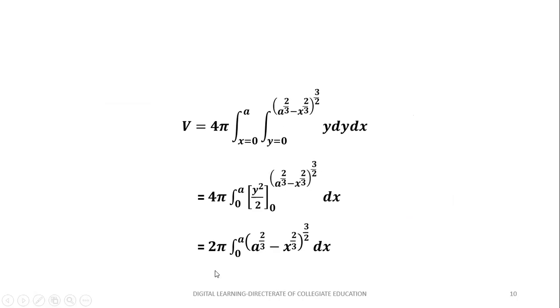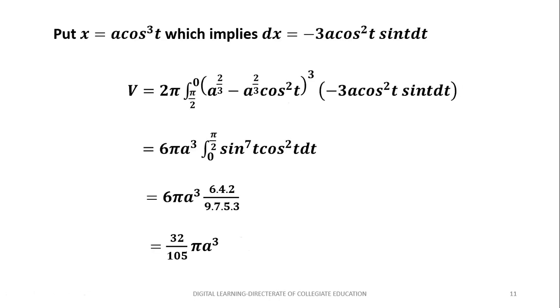After simplification, we get 2π times the integral from 0 to a of (a^(2/3) − x^(2/3))^(3/2) dx. In order to integrate this, we substitute. Put x equal to a cos³t, which implies that dx is equal to a times 3 cos²t (−sin t) dt. When x is equal to 0, t is equal to π/2. When x is equal to a, t is equal to 0.